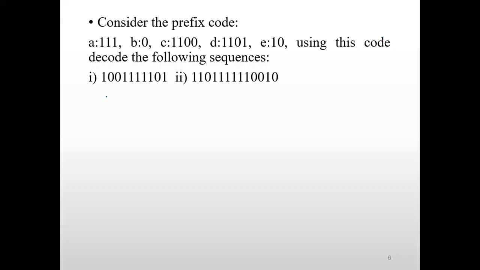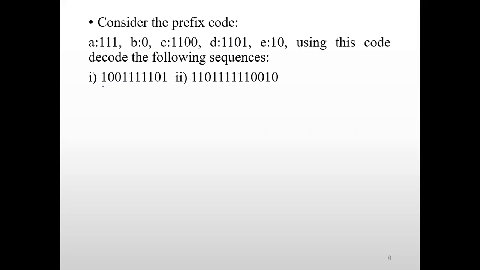In this video, let's solve a few problems regarding the prefix code. The first one: consider the prefix code where the sequence A is 111, B is 0, C is 1100, D is 1101, and E is 10. Using this code, we need to decode the following sequences. Here, these two are the given sequences. We need to decode the sequence by using the above codes.